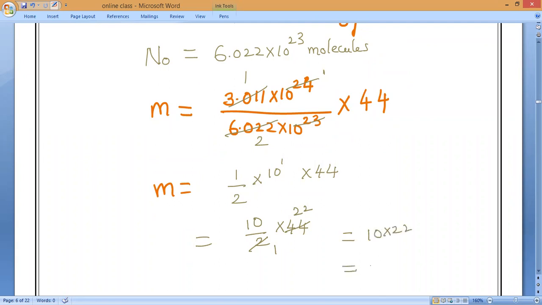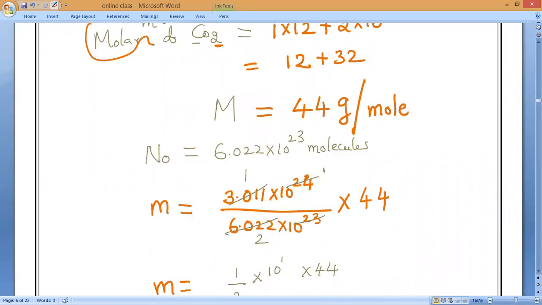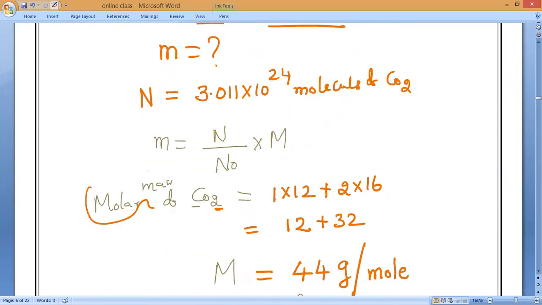220. You have to remember it is 220 grams, because they are asking mass, so what is the mass of carbon dioxide? 220 grams. Now, please kindly solve slowly. Very, very important.